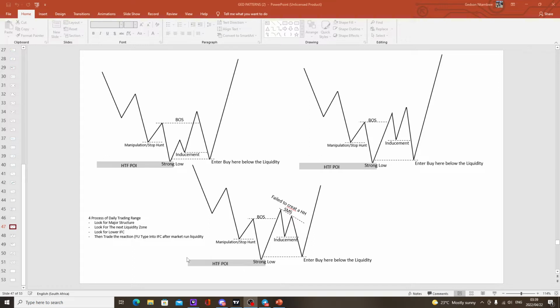The only thing that you need to put in your mind every time you open your chart is this four-process of the daily trading range. Look for the major break of structure. You see, major break of structure. Look for the next liquidity. You see the next liquidity is there. Look for the IFC. What is the IFC?